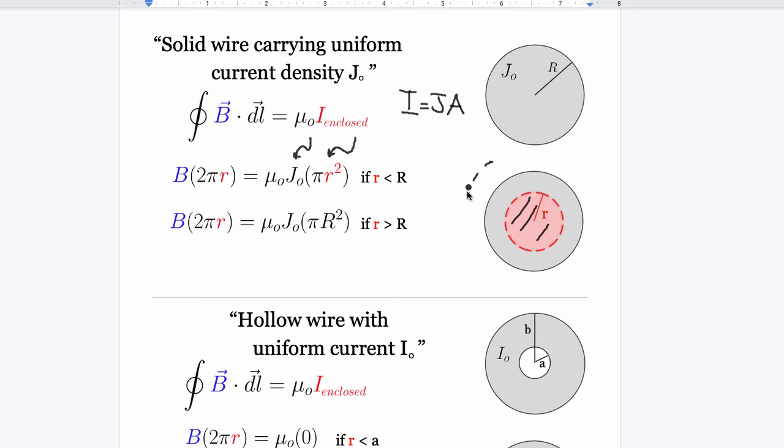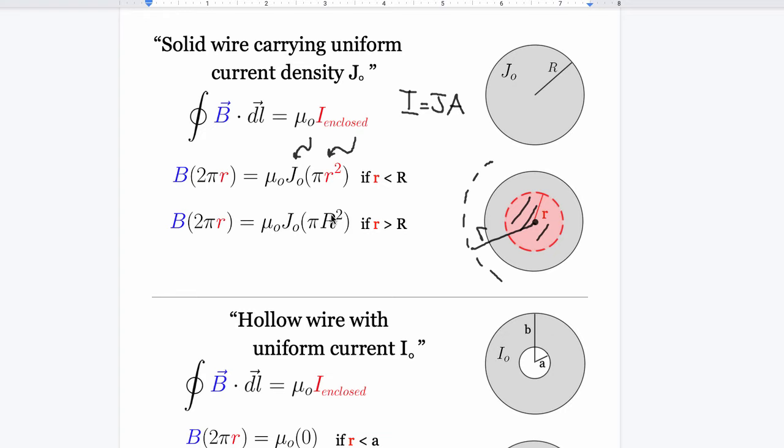Then if I'm outside here, if my Amperian loop's out here, little r bigger than big R, well, I do have to just stop at big R. I have to multiply J naught by pi big R squared. This would be the total current in that wire. That's the total current flowing through this wire. And you just stop at that outer edge there.